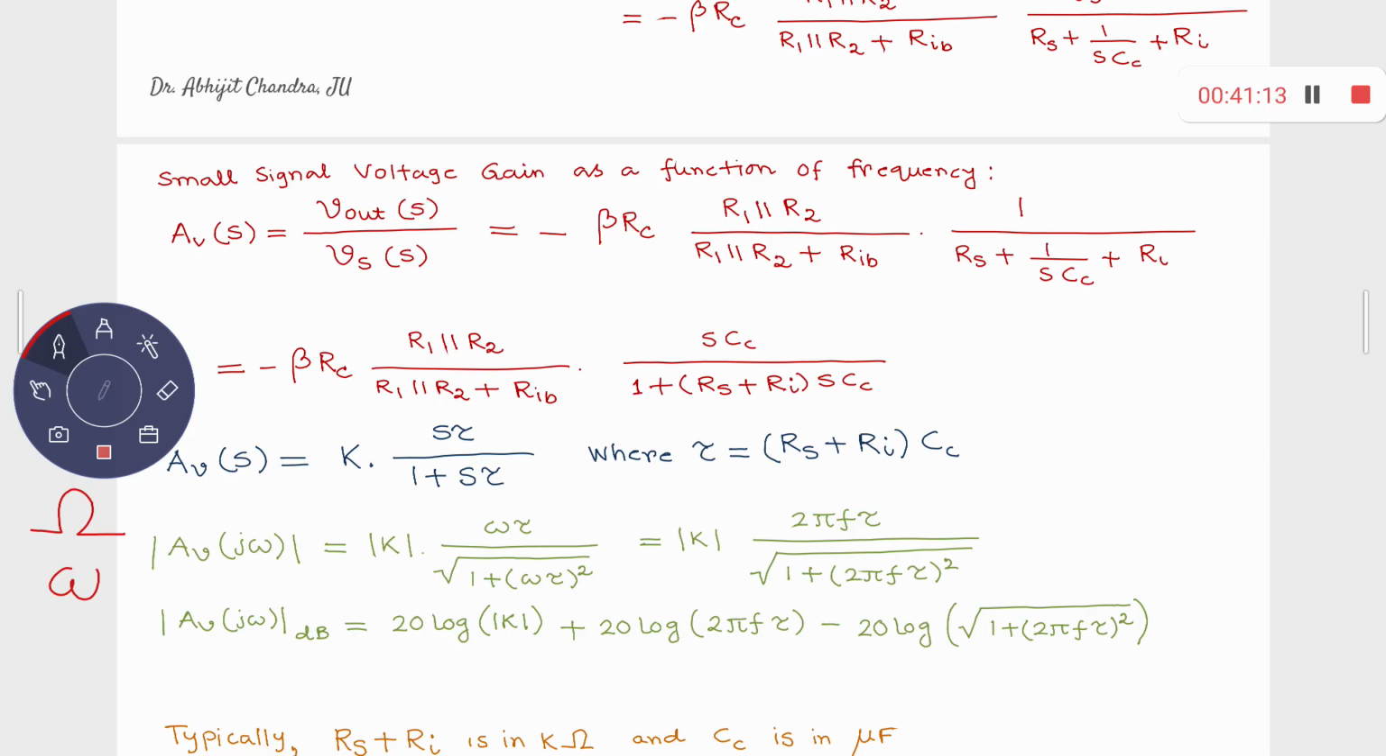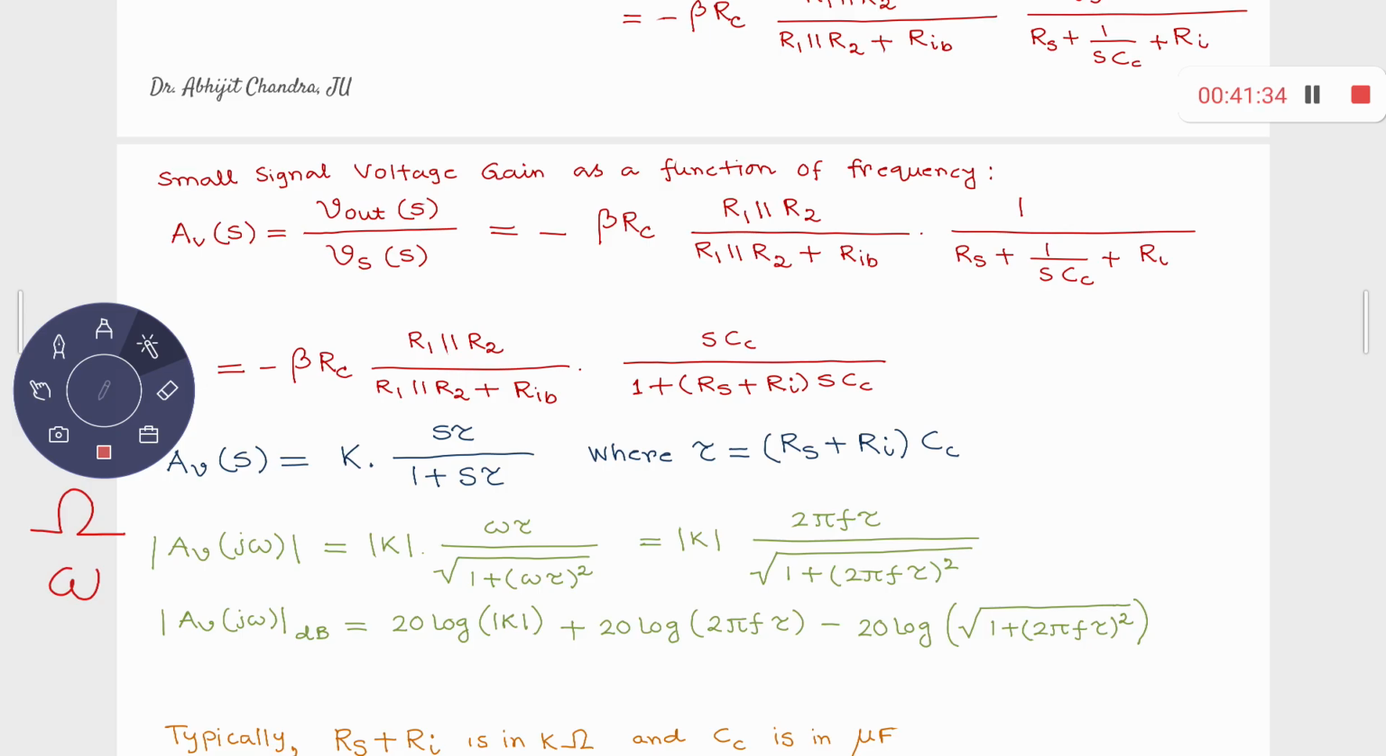So what is that? This A_V(j omega), a mod of this, is basically mod K omega tau divided by root over 1 plus (omega tau) whole square. So you can represent this omega in terms of 2 pi f: 2 pi f tau over square root of 1 plus (2 pi f tau) whole square. Okay. So now we will represent this in the logarithmic scale.